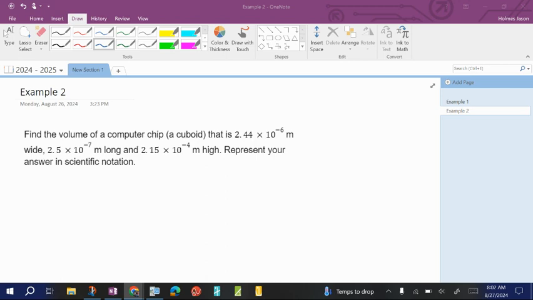All right, guys, in this example, we're going to be looking at the volume of a computer chip, and we want to represent our answer in scientific notation. So go ahead and pause the video and make sure you understand what we're going to be doing.